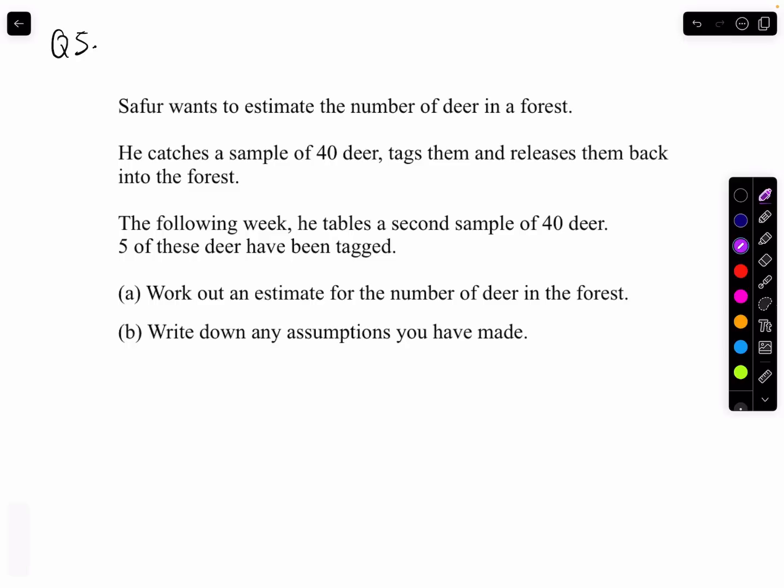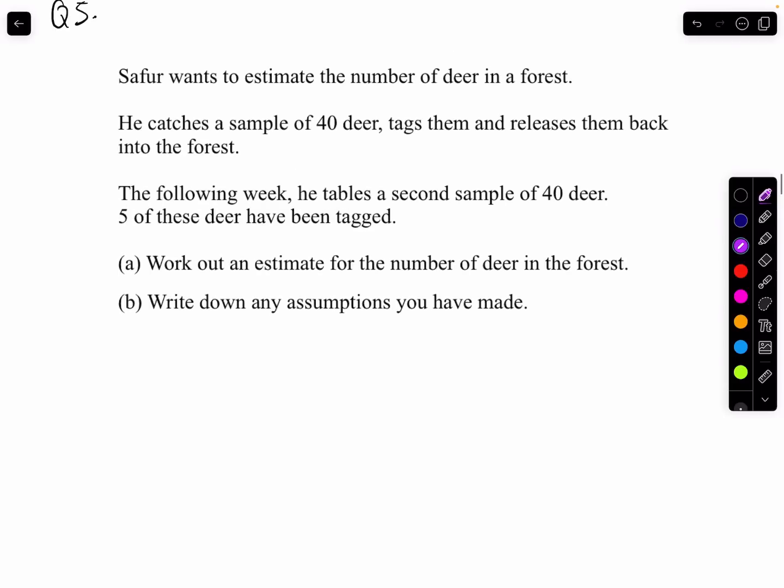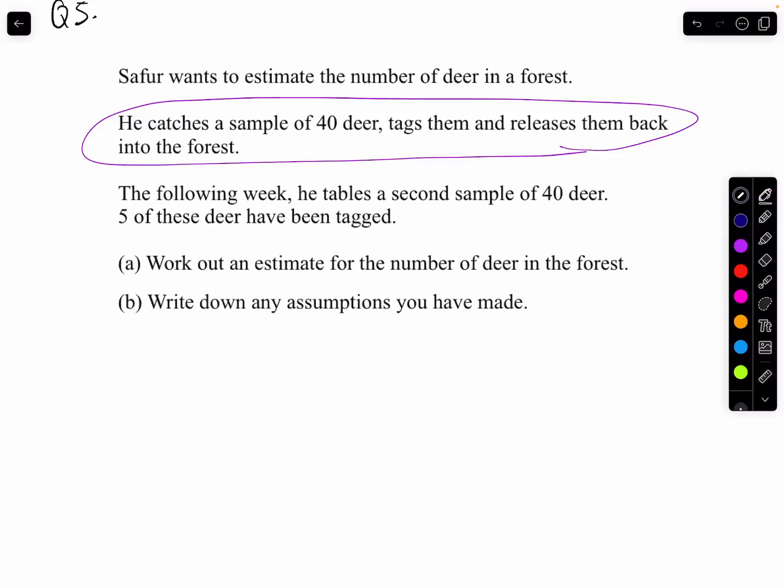Question number 5. This is capture-recapture. So Safud wants to estimate the number of deer in a forest. He catches a sample of 40 deer, tags them, releases them back into the forest. So that's the first part. So he catches 40 of them. Now we don't know how many deer there are in the forest. We could write D for deer or N for the number of deer, whatever, okay?